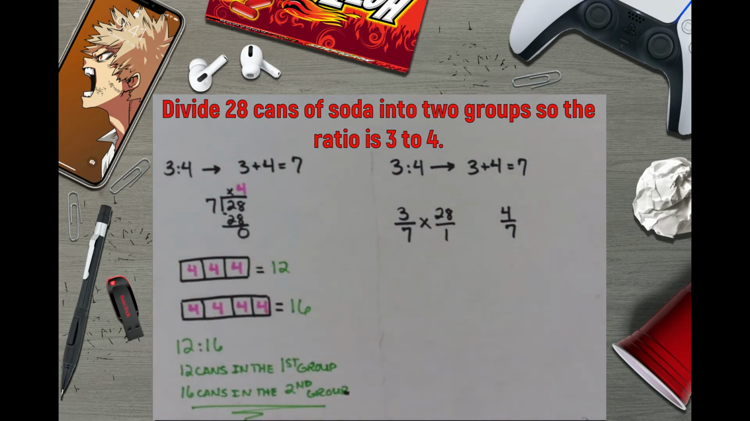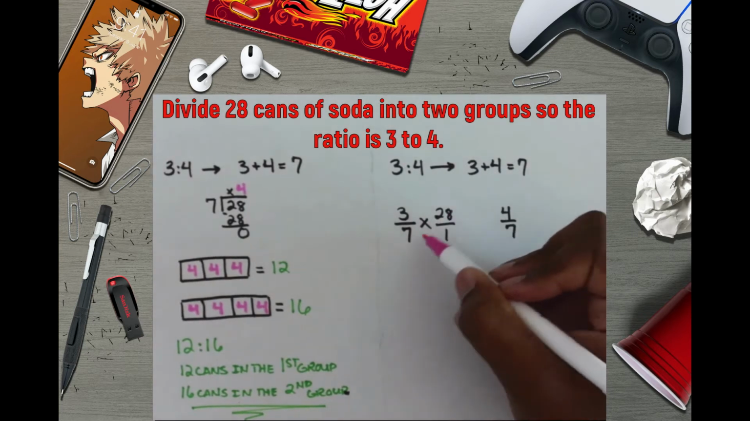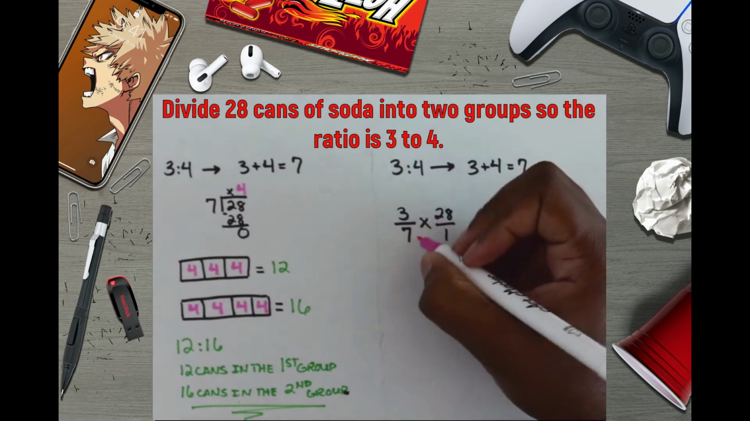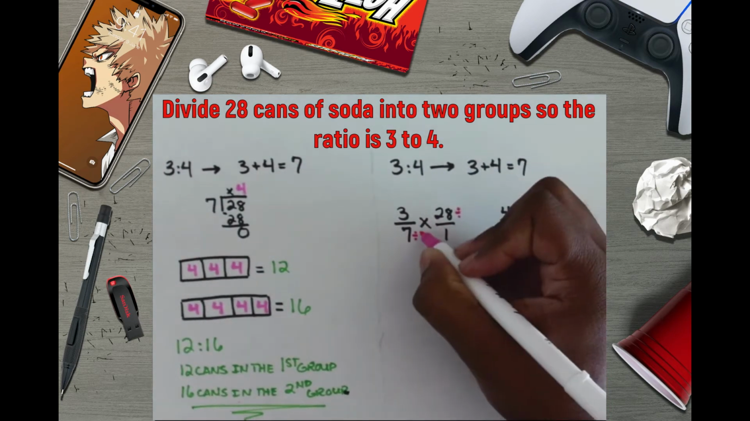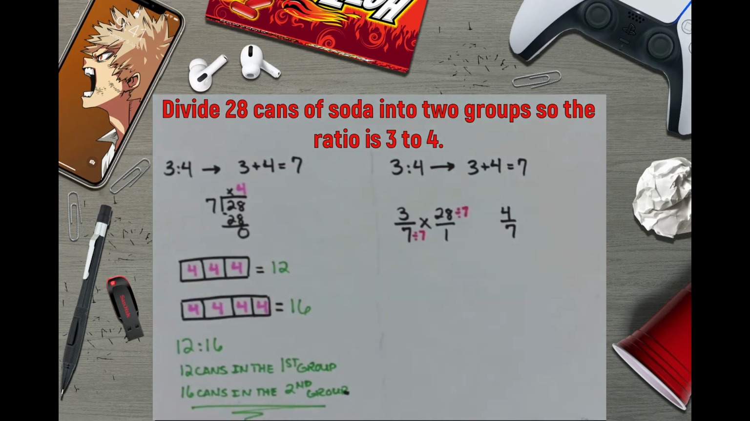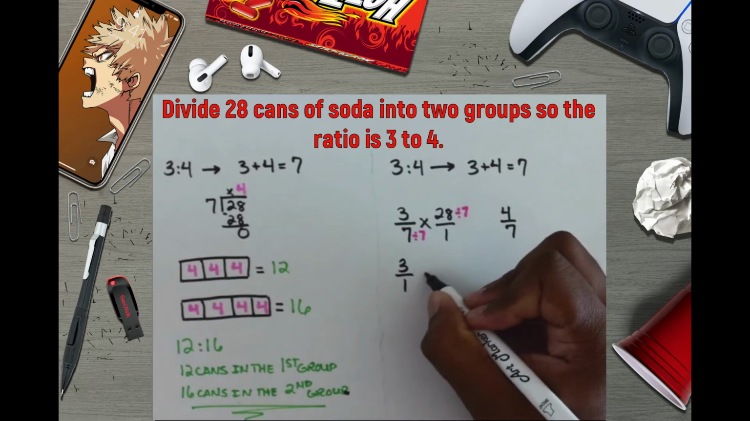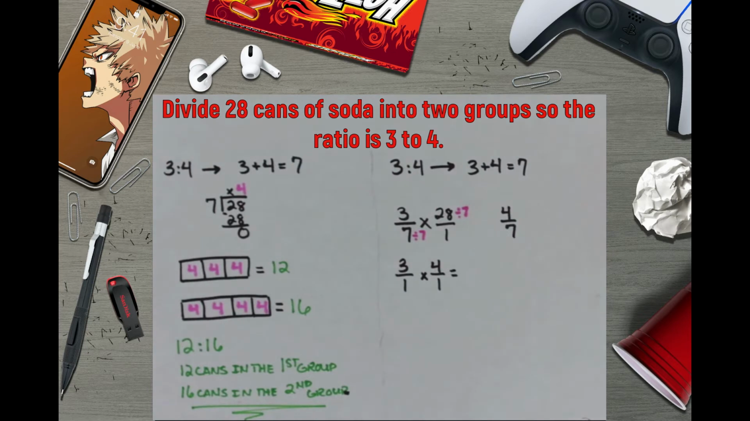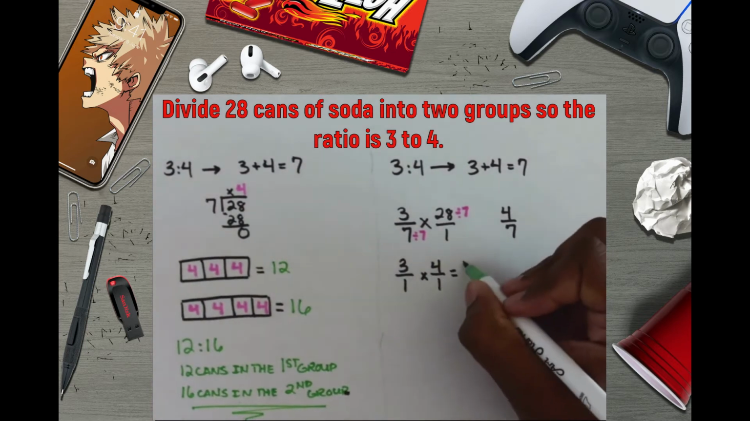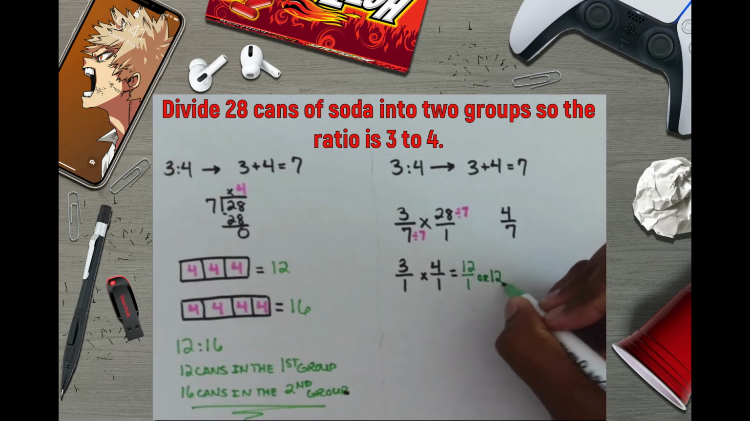To make it easy, I want to make sure I can cross simplify. 7 and 28 can cross simplify. What can both of these be divided by? 7. Then when I do that, my new fraction is now going to be 3 over 1 times 4 over 1, which is going to equal 12 over 1, or just 12.